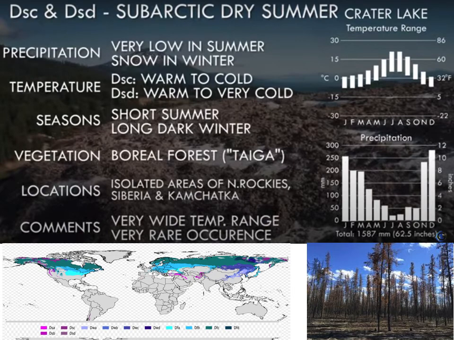DSC and DSD, the subarctic dry summer. It is similar to other subarctic regions, except that the dry season occurs in the summer. You can see that just in variations of these dry and wet seasons, the name keeps changing. But most of the rest of the parameters are similar, and vegetation is very close to each other. The boreal forest or taiga mostly occurs in these zones.